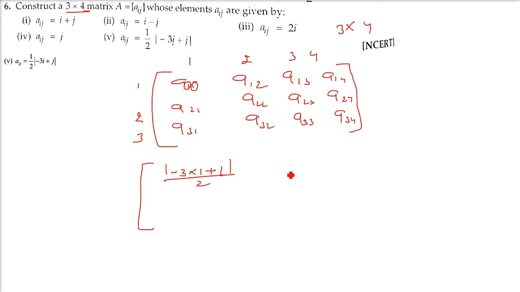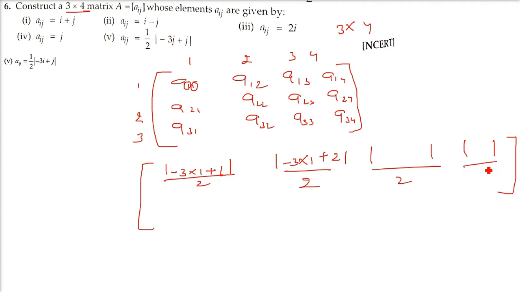Now again 1 and 2. i is 1, j is 2. So minus 3 into 1 plus 2. And take the modulus. Similarly here 1 and 3. Similarly here 1 and 4. So divided by 2 is already there. So I just write a 1 as i. So now minus 3 into 1 plus j, that is 3. Fourth one is minus 3 into 1 plus 4.